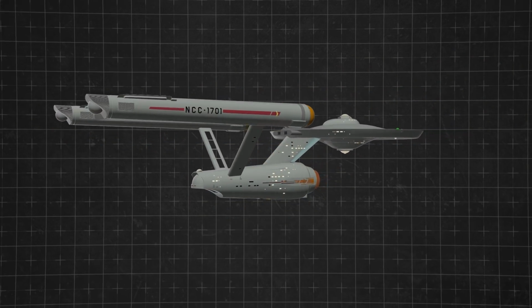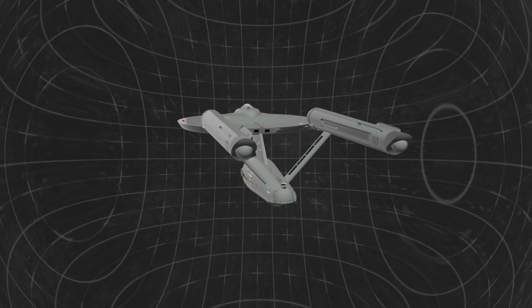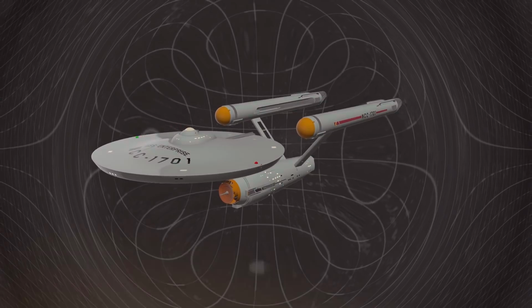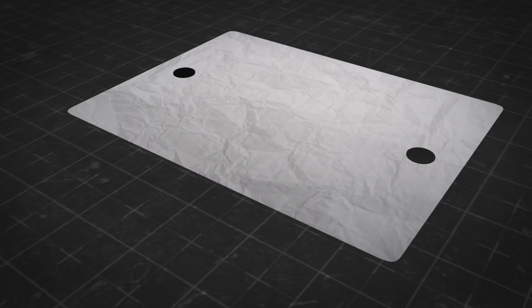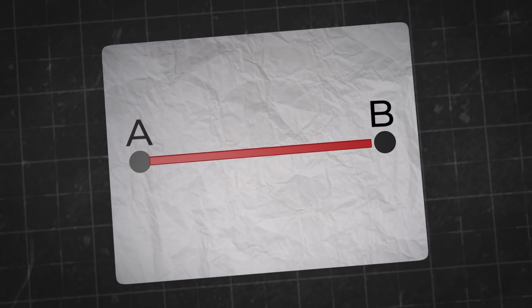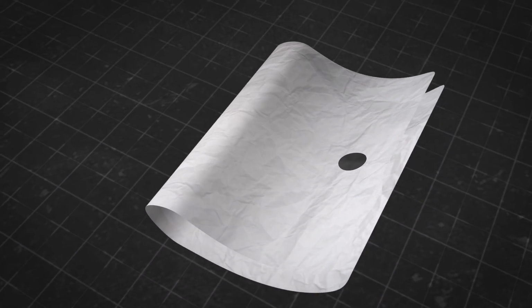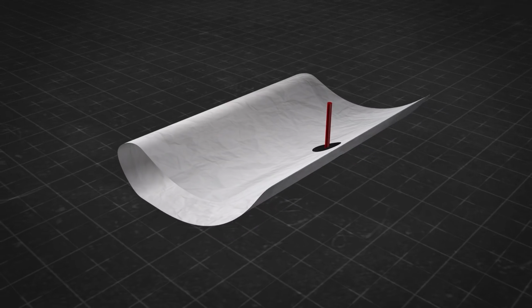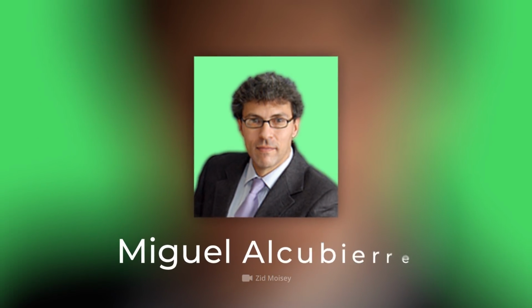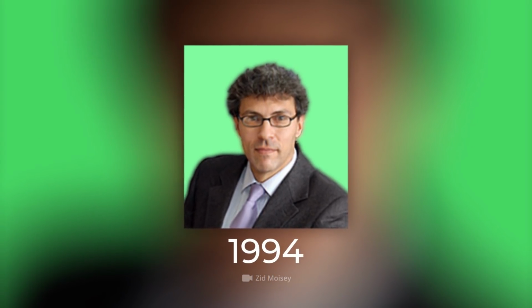But there's a solution. We could bend space-time itself around a spaceship so that it could move even faster than the speed of light. How is that possible? Imagine a sheet of paper with 2 dots drawn on different parts of it. In a linear world, you need to travel a certain distance to get from point A to point B. But if you fold a piece of paper so that both points touch, you can get from point A to point B instantly. This theory was put forward by Mexican physicist Miguel Alcubierre in 1994.